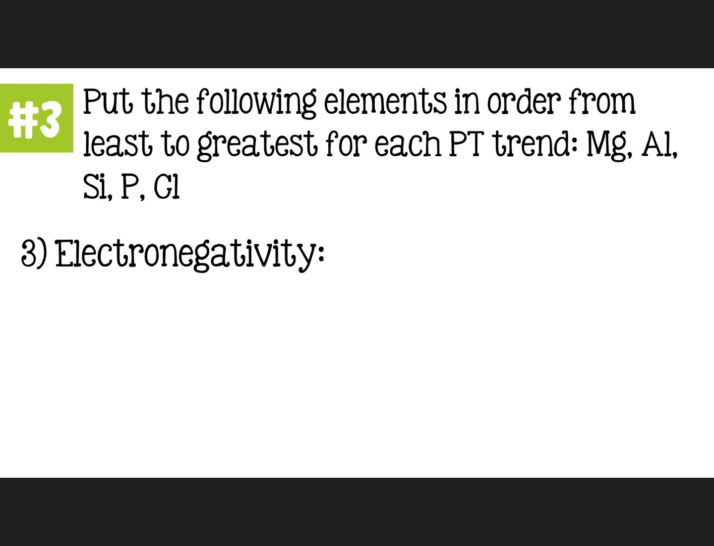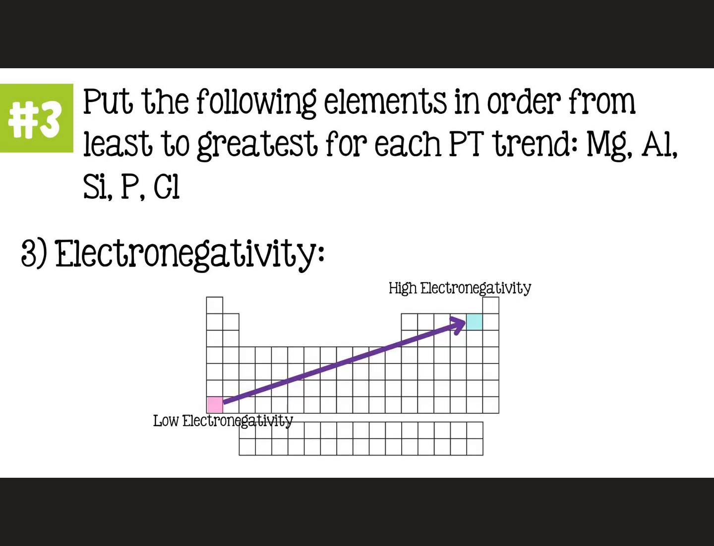Now, electronegativity follows the same trend as ionization energy. So we're going to have magnesium, aluminum, silicon, phosphorus, then chlorine. So the elements are lowest electronegativity on the left and highest on the right.